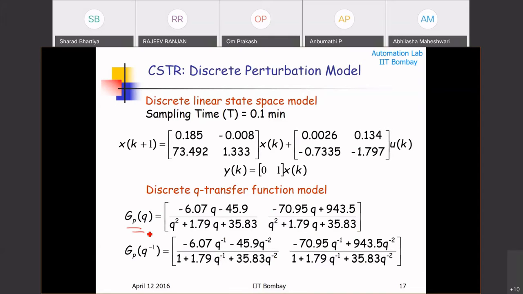Okay. And this transfer function, there are two elements over here. So I would write this as y of t is equal to gp1 u1 of t plus gp1 u2 of t. There are two inputs. That's why there are two elements. Compare that with one input, one output. Very simple.